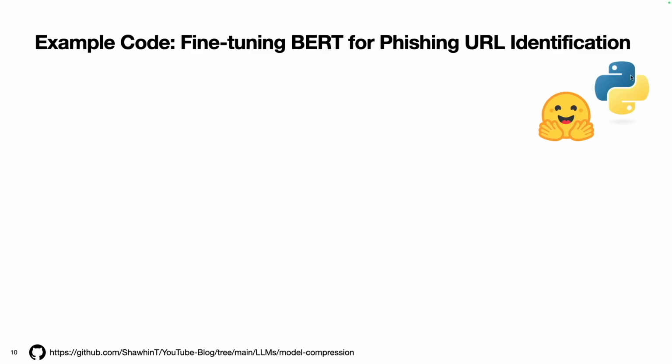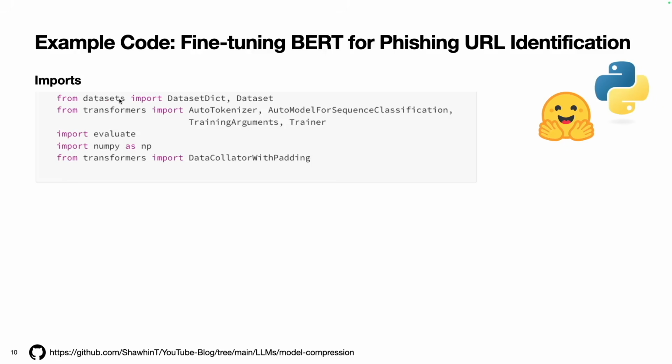So for this example, we'll be using Python and the Hugging Face ecosystem. So we'll import the datasets library from Hugging Face, which gives us a data structure for loading our training, testing, and validation data. We'll import some things from the transformers library, the auto tokenizer class, the auto model for sequence classification, training arguments class, and the trainer. We'll import the evaluate library from Hugging Face, which has some handy model evaluation functions. We'll also import NumPy, which will be used to compute some of these metrics. And then we'll also import this data collator from the transformers library, which we'll talk about in a little bit.